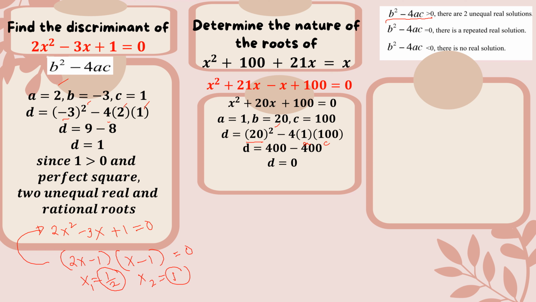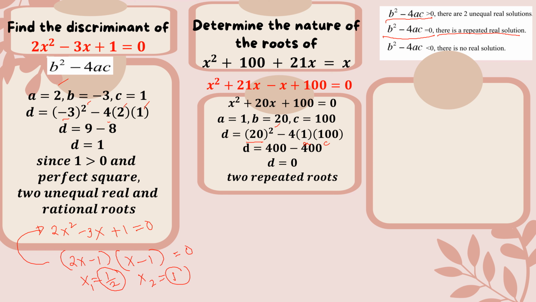And it falls in here that if b squared minus 4ac is equal to 0, there is a repeated real solution. So again, if the discriminant is equal to 0, there are two repeated roots. So what do we mean by two repeated roots?